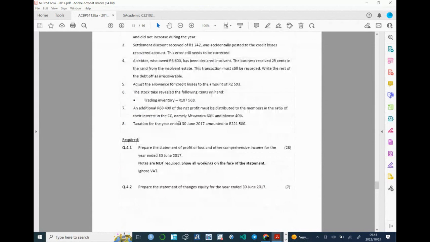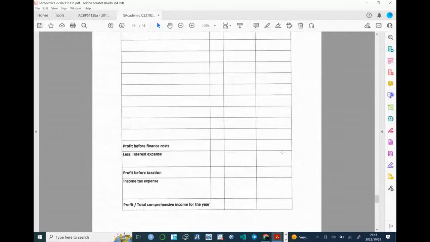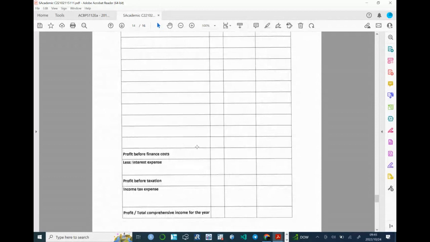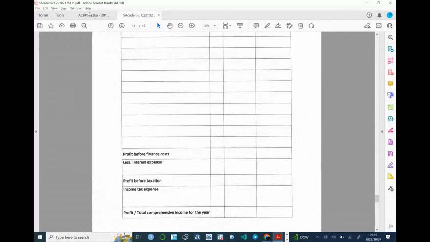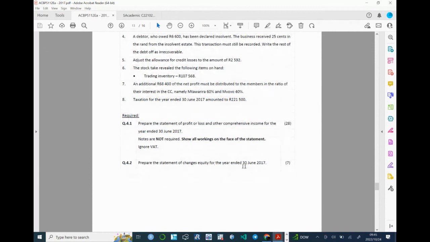So remember, you are doing the income statement. So here, you're then supposed to calculate the deduction here. Yeah, I believe that should be the case. Right, so that's going to reduce your net profit there. And then taxation for the year ended amounted to that. So that also you're going to throw it in. It's going to reduce whatever net profit, assuming we make a net profit. And then what else? So that was the first part, 28 marks. Easy peasy, 3 marks. And then prepare the statement of changes in equity.